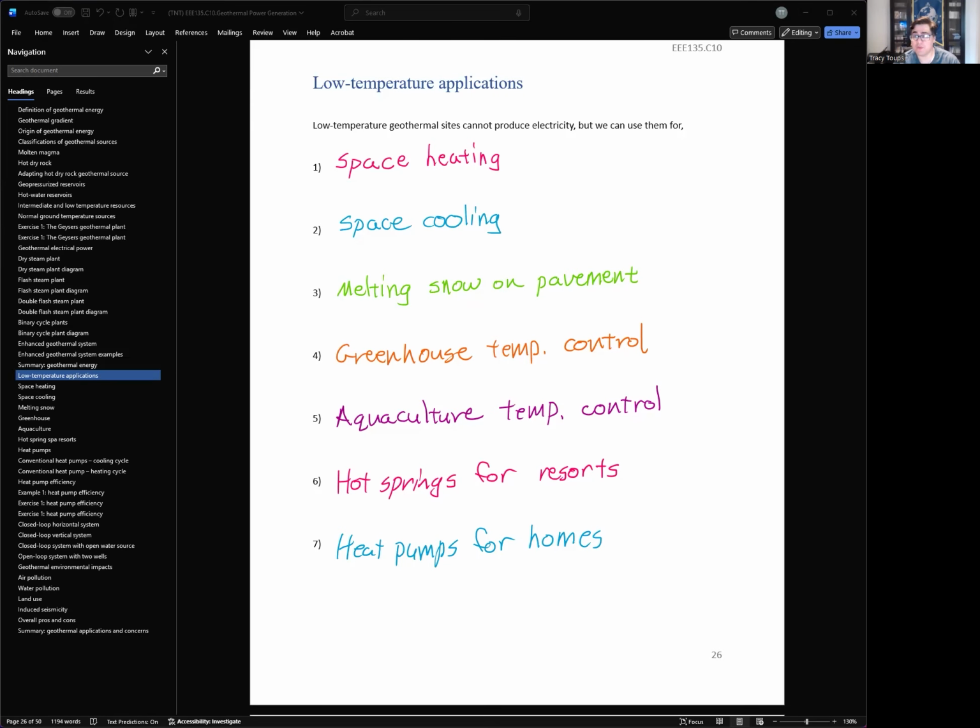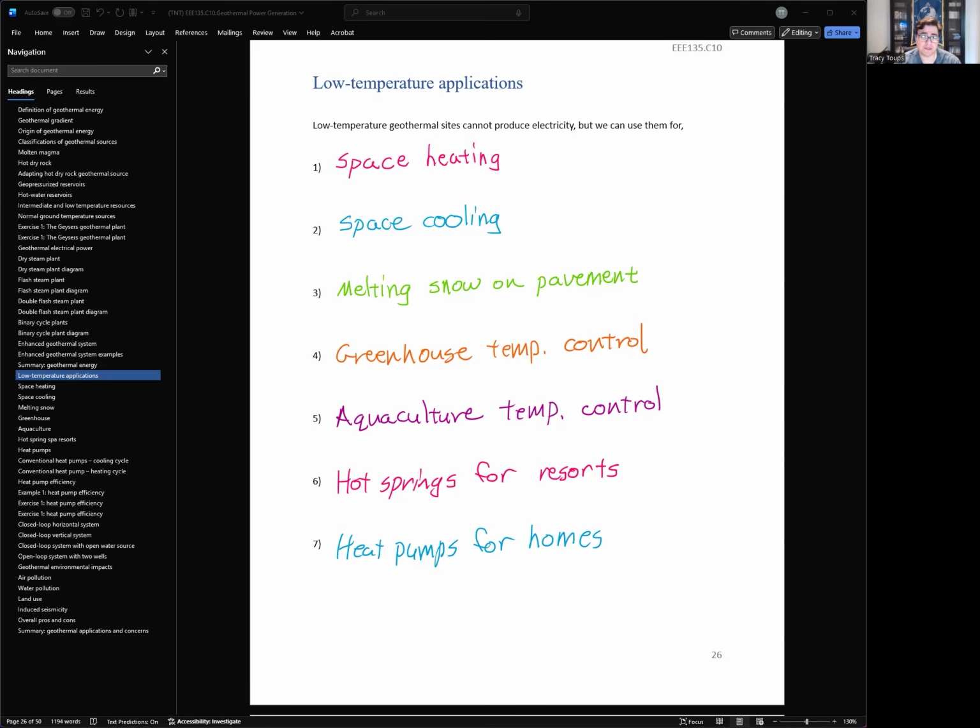Hello, everybody. Welcome to EEE 135 Renewable Energy Systems, Chapter 10, Geothermal Sources. This is the second lecture of the week. So last time we talked about all the different types of geothermal sources underground. We talked about the different types of plant designs for electric generation.